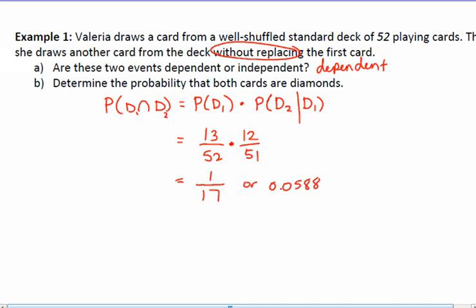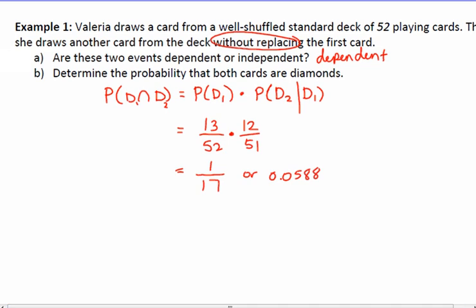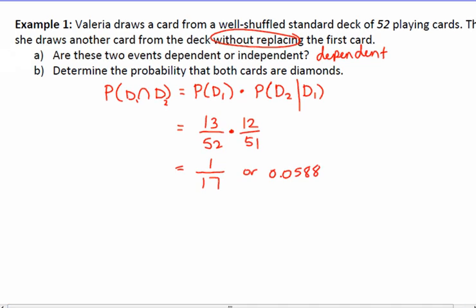I'm simplifying them first. So 1 over 4, times 4 over 17. And then go math, enter. 1/17. Okay. Moving on. That wasn't so bad, right?